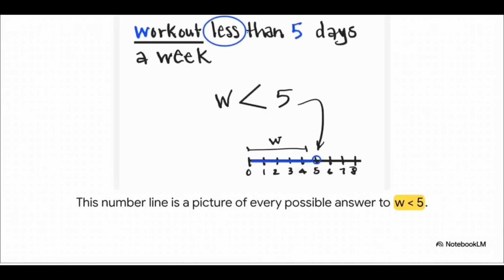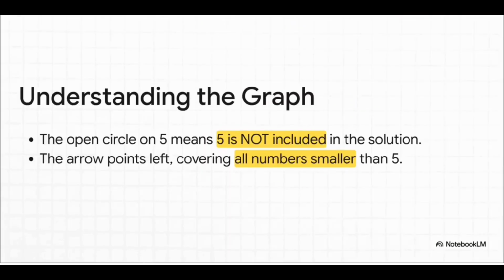Well, check this out. This number line isn't just some line with numbers on it. It's actually a picture of every single possible answer to our inequality. It represents working out 4 days, 3 days, 2, 1, 0 days, all of it. Now, it's really crucial to understand the 2 parts of this graph. See that open circle on the number 5? That's super important. It means 5 itself is not part of the solution because the goal was less than 5 days, not 5 days or less. And then that big arrow pointing to the left covers every other possible number that is a solution.